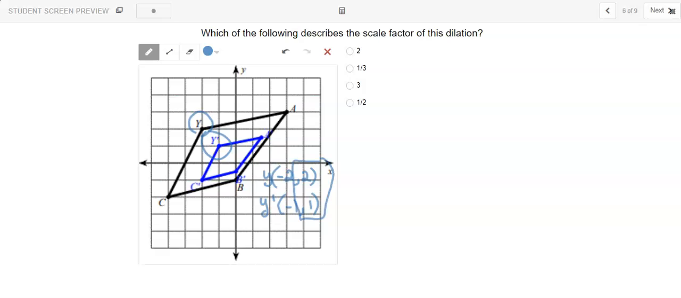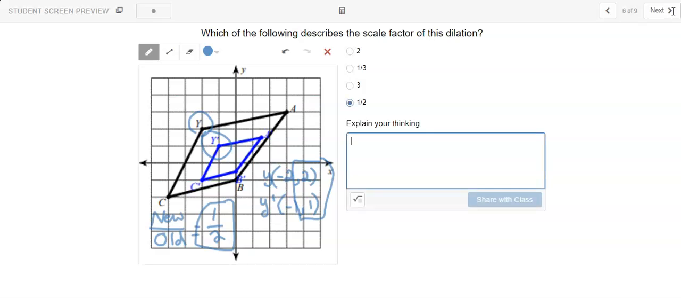Alright, so remember guys, we're going to set up a fraction. It's going to be the new over the old. So the new y value is 1. The old y value is 2. So we get our answer of 1/2. So what this is saying is that this blue picture is half of the size of the black picture. Right. So you could actually explain the same thing, compared the y's, to say that it would be 1/2.